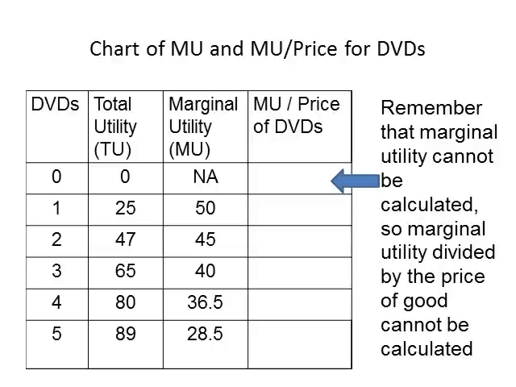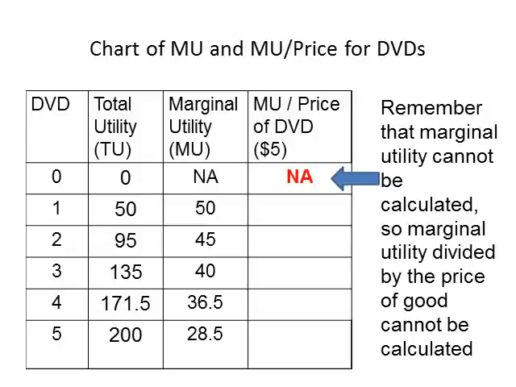Next, the marginal utility divided by the price needs to be calculated. In the first row of the marginal utility column, there is no marginal utility because it cannot be calculated with the information given. As a result, the first row cannot be calculated, so we put NA into it.